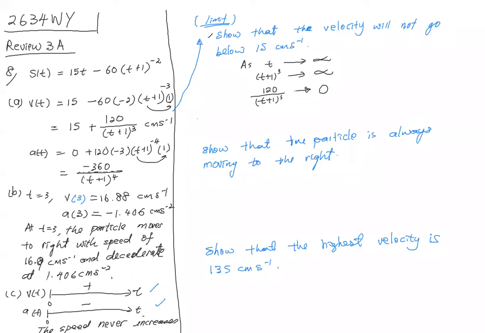Okay, so therefore velocity, which is 15 plus 0, will approach 15. That is from below or from above? This is the lower limit or the upper limit? Because there is a plus here, you have to write down from above.